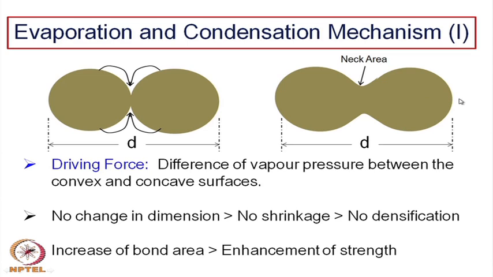This total distance, in fact, one should have drawn from the center to center. If the same size is there, it is about the diameter of each sphere. So, there is no change in dimension. The overall dimension is not going to change by this kind of a mechanism. If this is the mechanism by which the sintering is taking place, the result is there will be no change in dimension, no shrinkage, no densification.